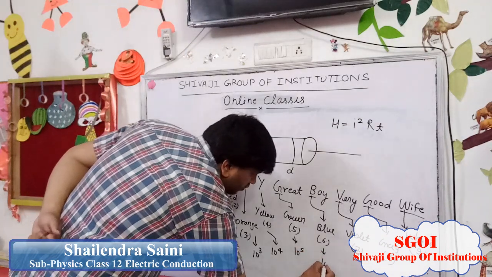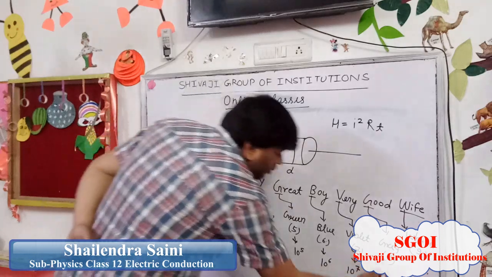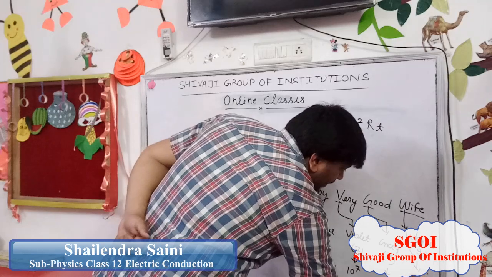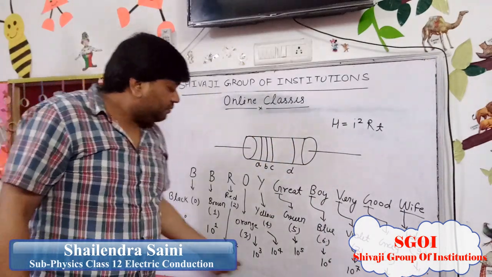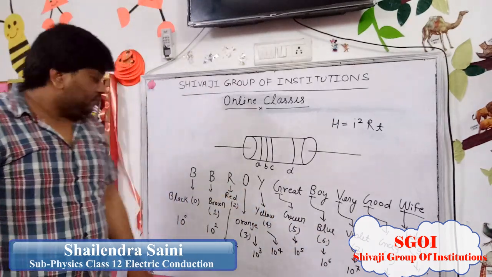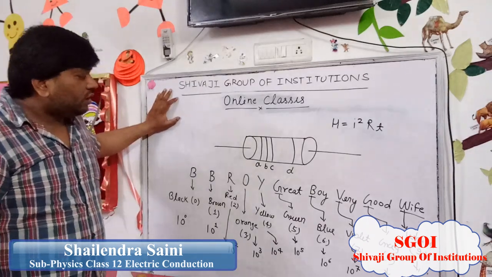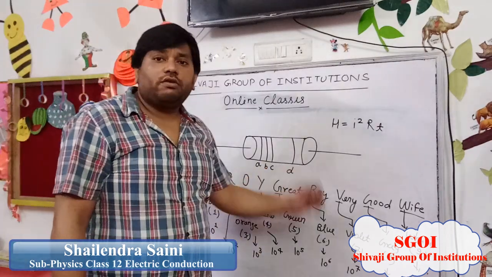For blue it would be 10 to the power 6. For violet, 10 to the power 7. For grey, 10 to the power 8, and for white, 10 to the power 9. So these all are the multiplier values associated with all the colors respectively. Now we will talk about the last band D, which is called the tolerance band.